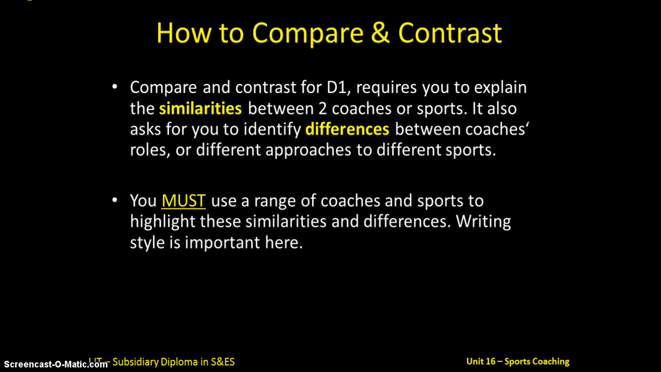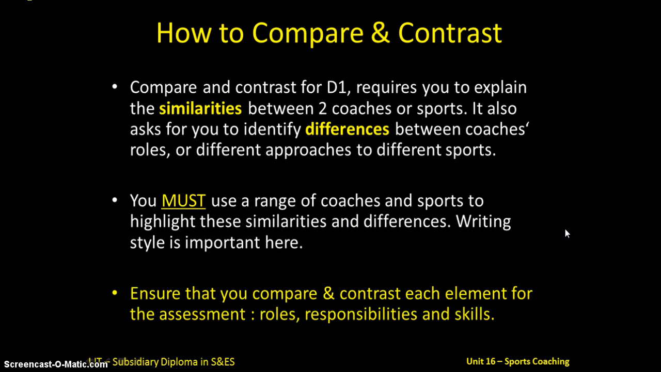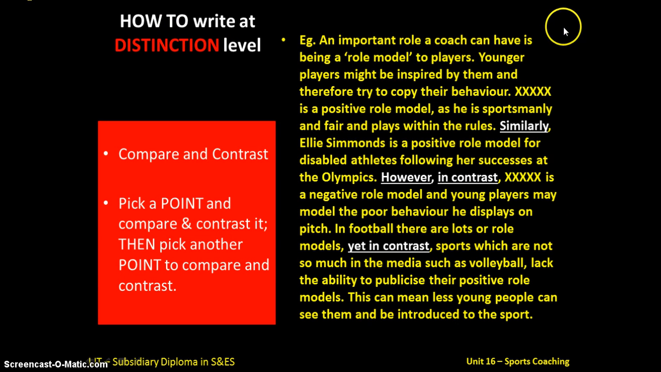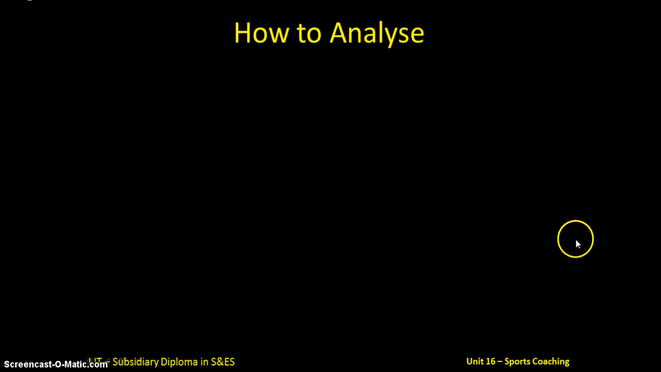Again, you must use a range of coaches in sports, and your writing style and how you write about these similarities and differences is really important here. And make sure you include all 3 elements for distinction. Here's again an example. So this was our original example with the explanation, and I've added "similarly". So this is a similarity. Similarly, Ellie Simmonds is a positive role model for disabled athletes following her success. However, in contrast, so this is a difference, somebody is a negative role model. Yet in contrast, so this is showing a difference. And that's the sort of language you need to use when you're showing compare and contrast.